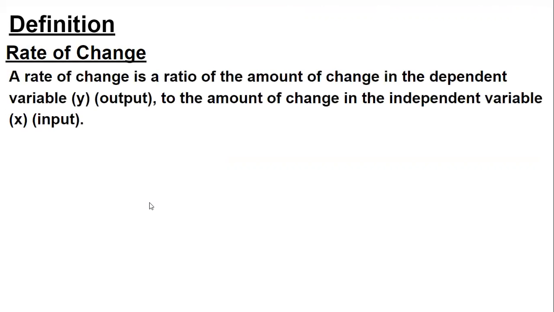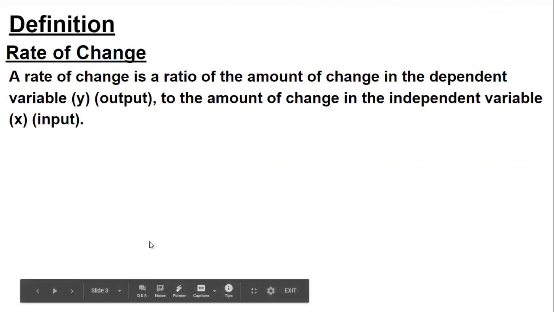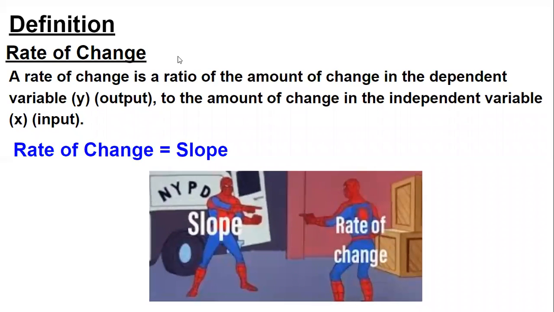We need to talk about a definition, the rate of change. What is the rate of change? A rate of change is a ratio of the amount of change in the dependent variable, that's your output, right? That's your y value, to the amount of change in the independent variable, that's your x value, that's your input. So rate of change is also equal to slope, which we'll be talking more about in this lesson. So here's Spider-Man looking at another Spider-Man saying slope, rate of change. So they are the same thing.